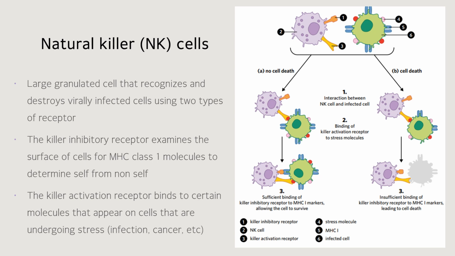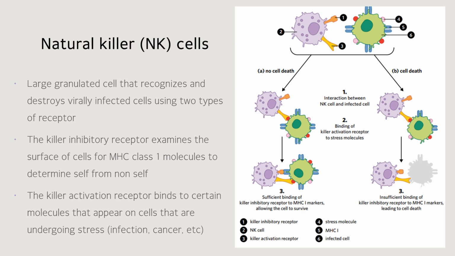So they work in two different ways. So what happens is that these NK cells, these natural killer cells, they have two receptors. So they have an inhibitory receptor and they have an activation receptor. So if the killer inhibitory receptor binds to an MHC class 1 molecule, it determines whether it's self or non-self. So that's the first step. So first the NK cell needs to recognize it as self or as non-self.